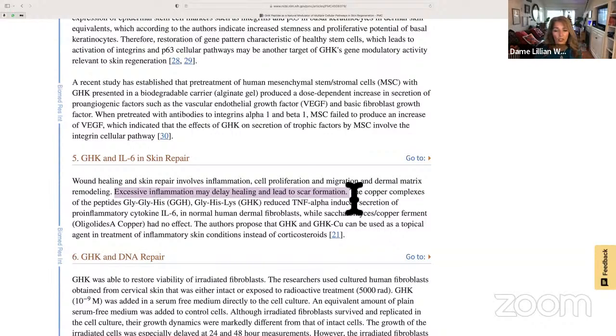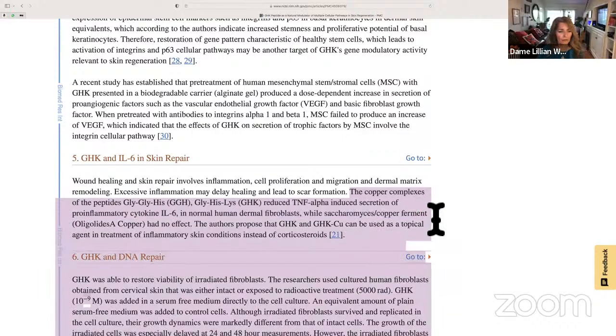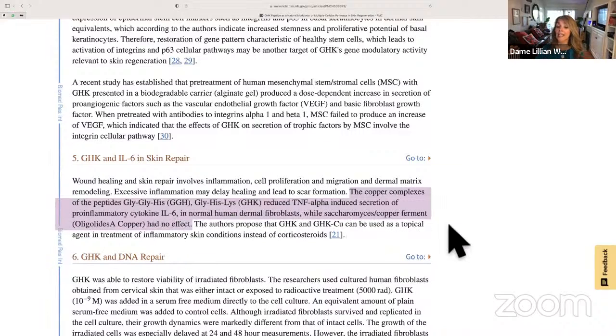So it's very exciting. It talks about here the copper complexes of the peptides, and it gives you a list of the peptides. We don't need to get into that. And it says it reduces TNF alpha induced secretion of the pro-inflammatory cytokine IL-6 in normal human dermal fibroblasts, while Saccharomyces copper ferment oligolides A copper had no effect. It says the authors propose that GHK and GHK-Cu can be used as a topical agent in treatment of inflammatory skin conditions instead of corticosteroids.